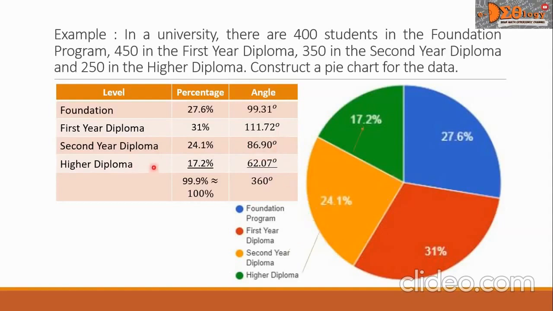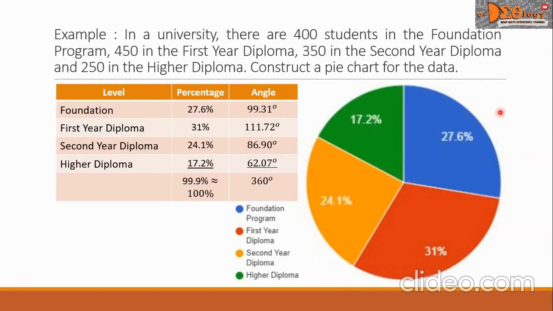The last level is the higher diploma with 17.2%. And there we write the 17.2%. And the central angle is estimated to be 62.07 degrees. We can see here that our pie chart is colorful.